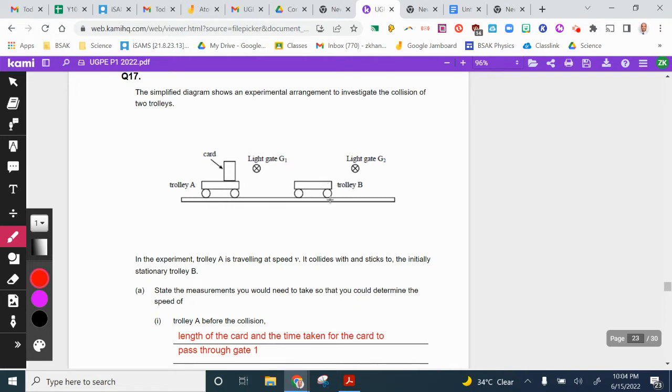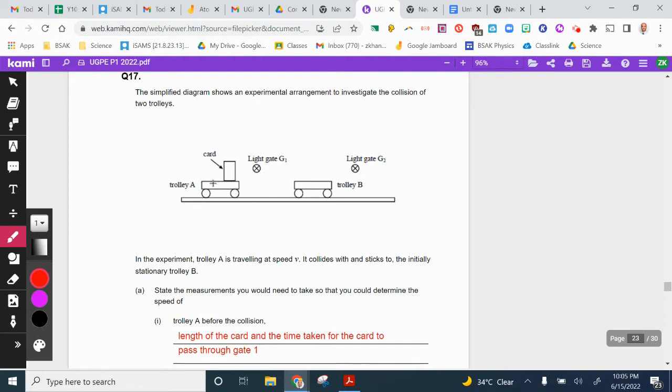And trolley B doesn't have a card on it, and when it passes light gate 2, the light gate 2 wouldn't even register that trolley B had passed it. But the context of the question will make everything clearer. So what they've asked is, state the measurements you would need to take so that you could determine the speed of trolley A before the collision. So what happens is trolley A is going to eventually collide with trolley B.